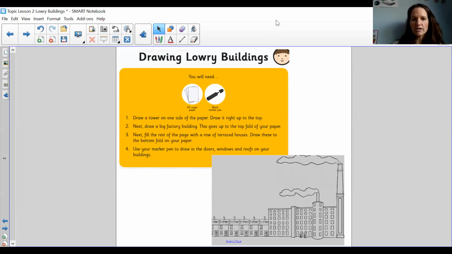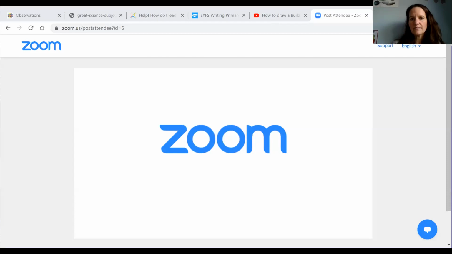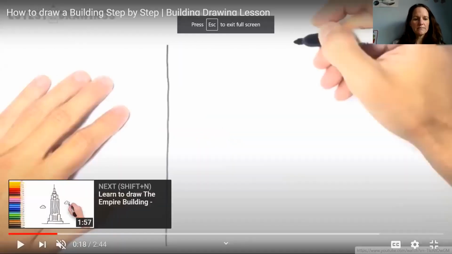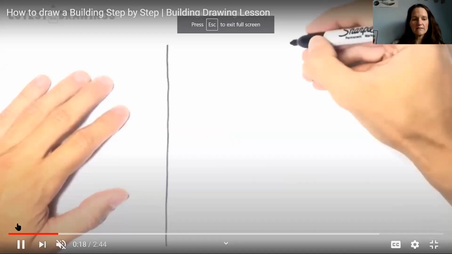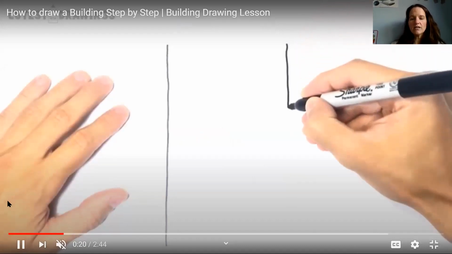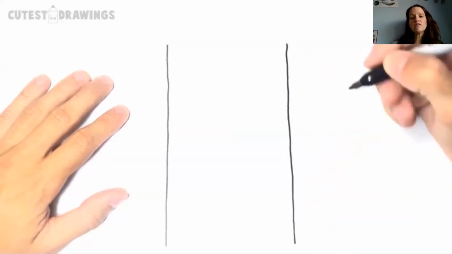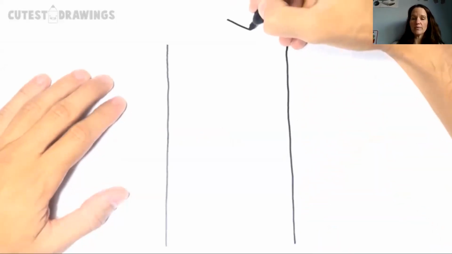So I'm just going to show you a short clip on how to draw buildings. So you can see here that just drawing 2 lines now, if you have a ruler, you could use a ruler to help you.